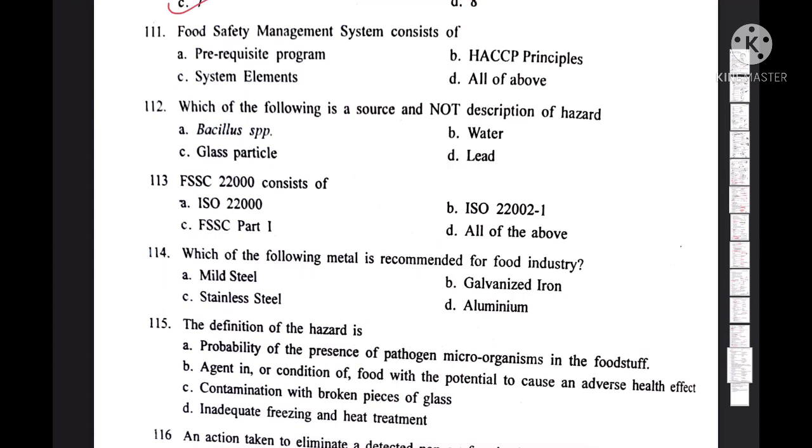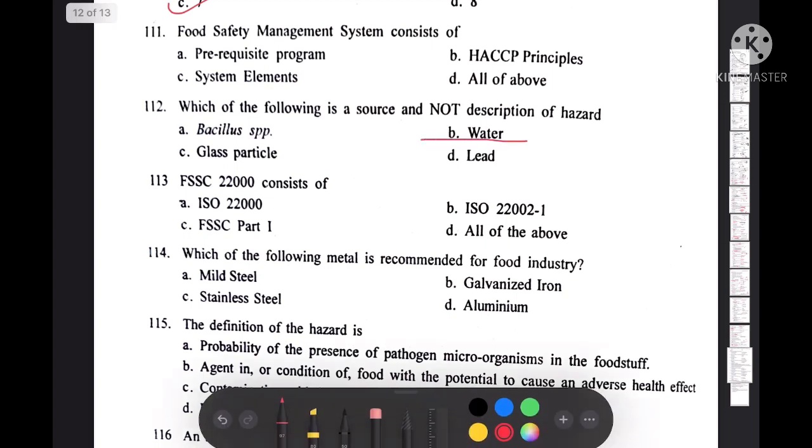Next, which of the following is the source and not description of hazards? So from the options A, B, C and D, the correct answer is water. Water is a source of hazard, but it is not a description of hazard.